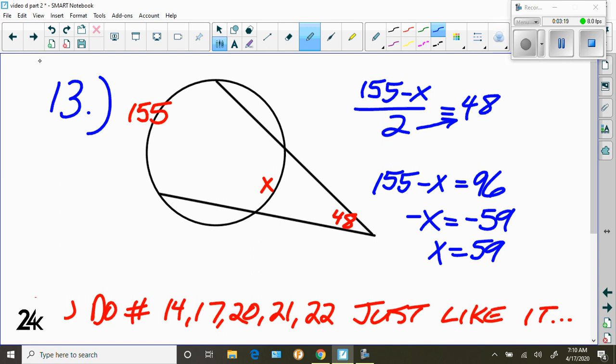Now, number 13's done. So I won't play the music just yet, but don't worry, it's on its way. You're going to do number 14, 17, 20, 21, and 22 just like number 13.